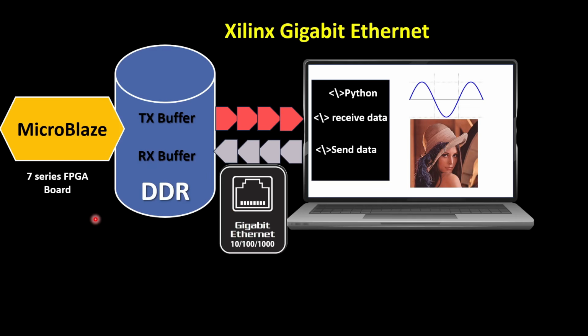To make it more interesting, we want to run this Gigabit Ethernet today in the 7 series FPGA board, and since there is no ARM core, we need to utilize the MicroBlaze. And also MicroBlaze doesn't have any peripherals. It doesn't have any hardened Gigabit Ethernet. So we need to use the AXI Gigabit Ethernet IP core in the FPGA side of our design.